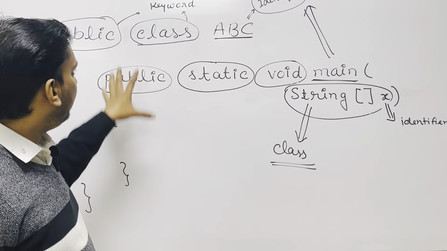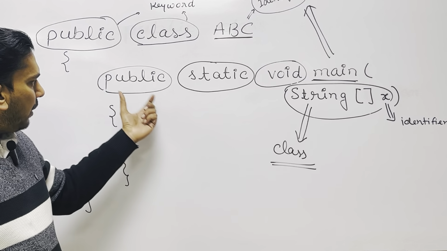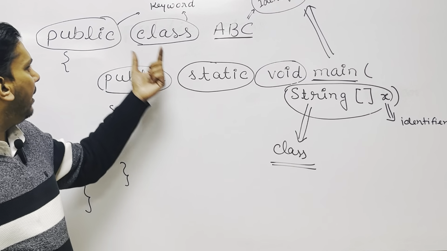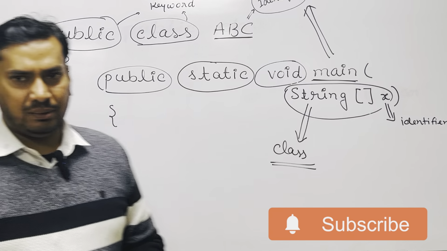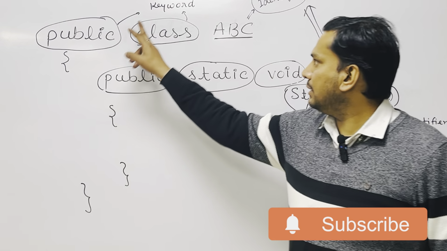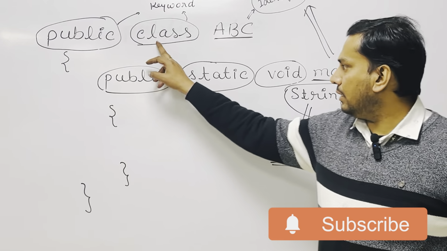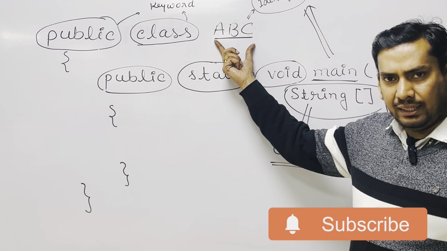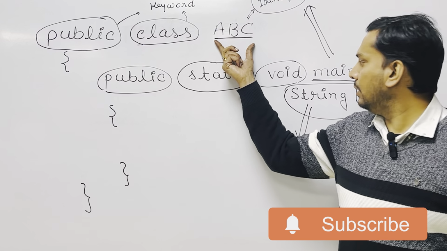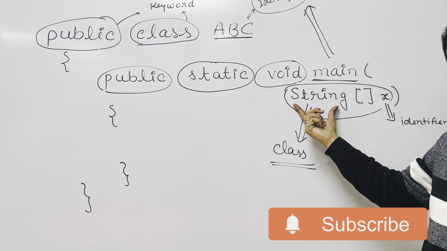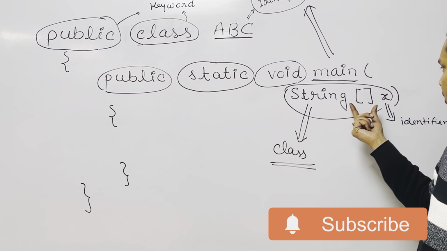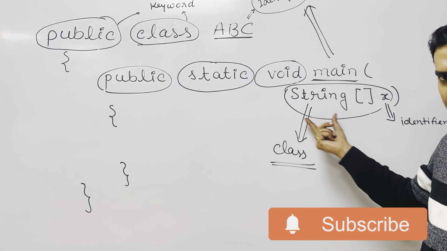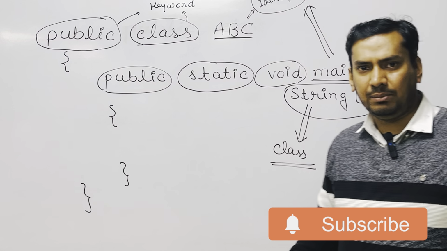I hope you understood the different components of the main function and the class declaration, right. Primarily we have discussed certain keywords like public, class, void, static. Then we talked about the identifier, how to create certain names. Then we discussed string as a class, and we talked about this array as an argument in the main function. So that is all about this video.